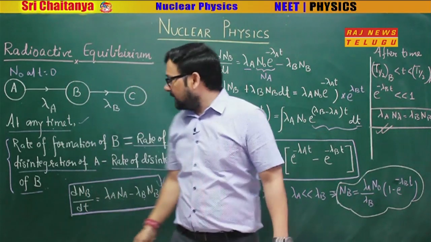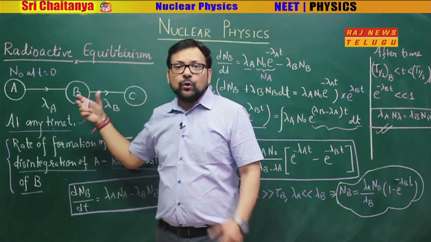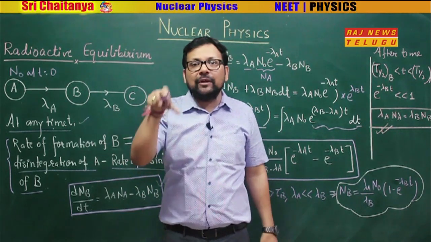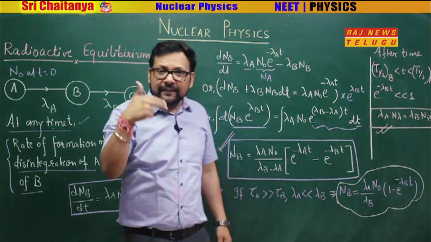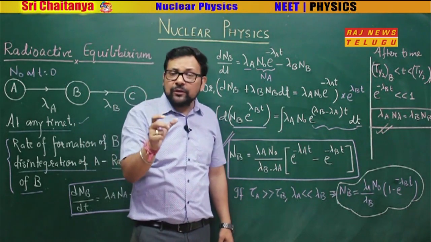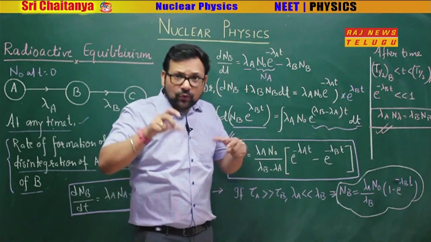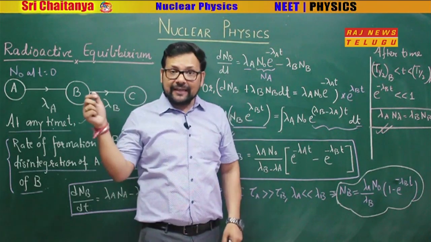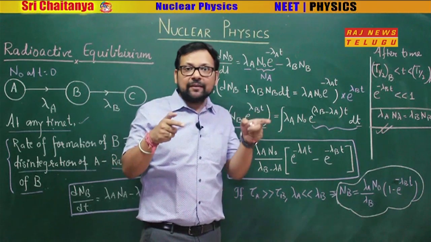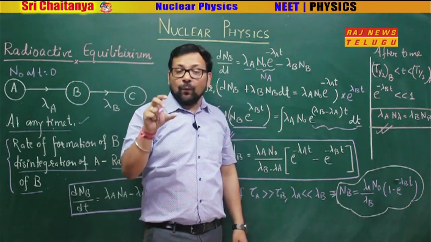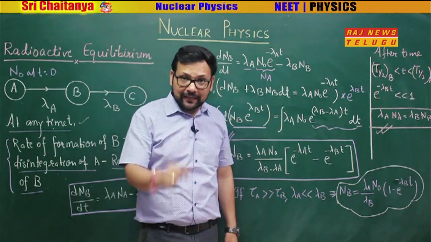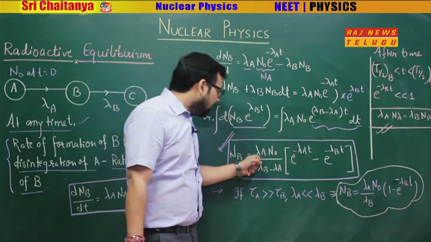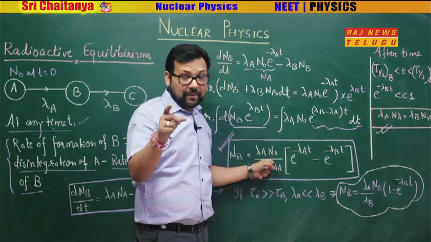And what was NB? NB was this. So A was decaying to B, B was decaying to C. So basically the middle one, B, NB, at any time T, what was the number of nuclei of NB? We know the formula earlier also, but that was only due to decay. But if the formation and decaying both are taking place, then at any time T, what is the number of nuclei?